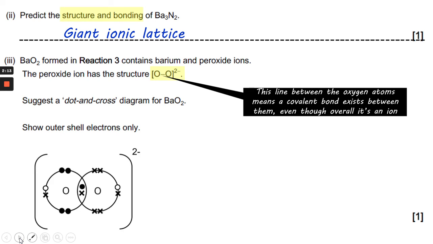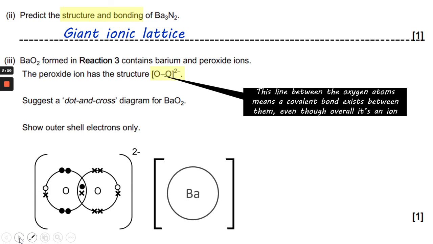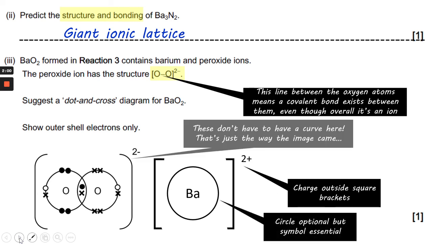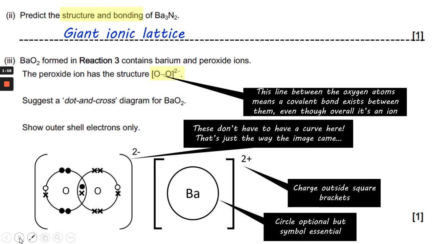So we can come up with something like this. This now allows us to put barium next to it with a 2 plus, putting the charge outside the square brackets. The circle is optional, the symbol must be in there. And you don't have to have curved brackets on the left-hand side. That's just the image that I downloaded to use in this video. It came with a slightly curved square bracket like that.